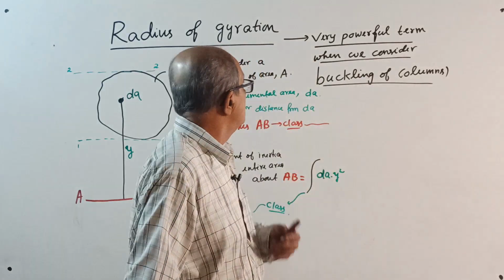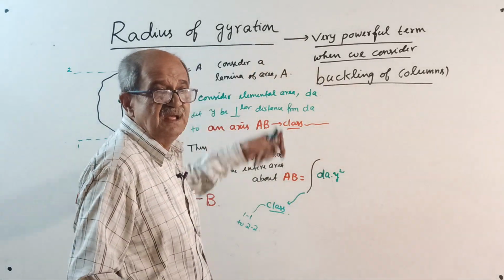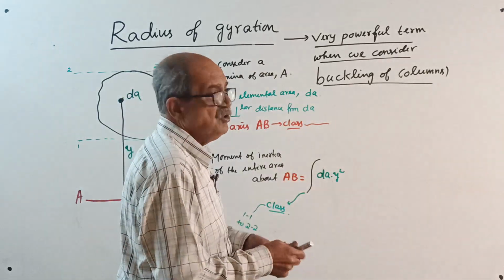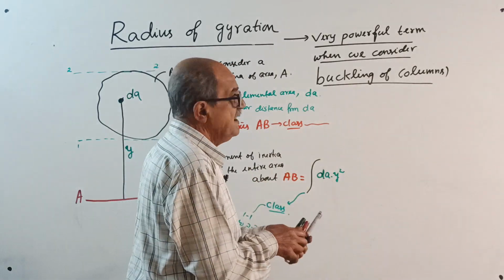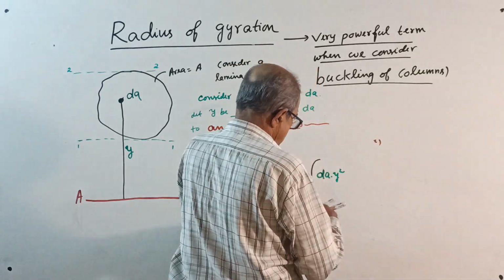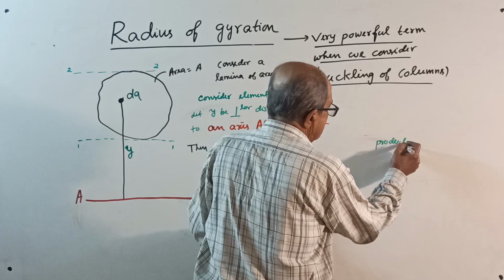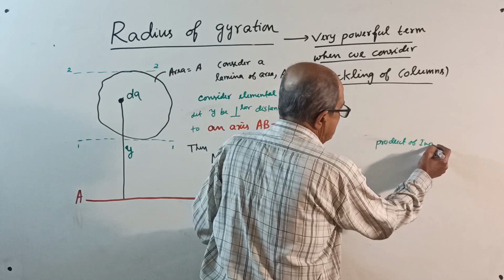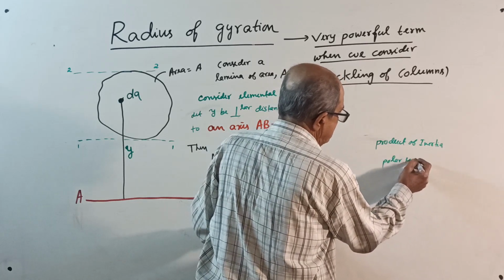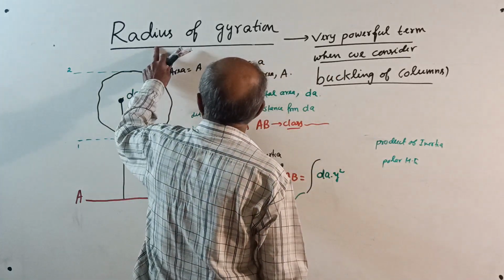Welcome to all. Today I will cover radius of gyration first. Then a little later, after this is fully over, I will also give information regarding two more terms. One of them is product of inertia, and the other one is polar moment of inertia. This I will take up later, not right now. First I will consider radius of gyration.